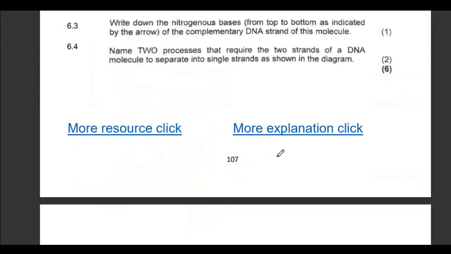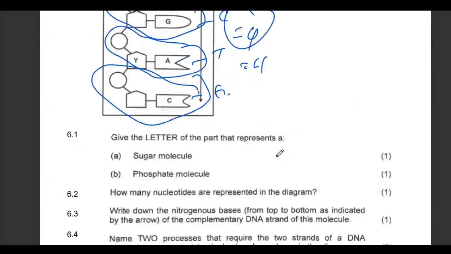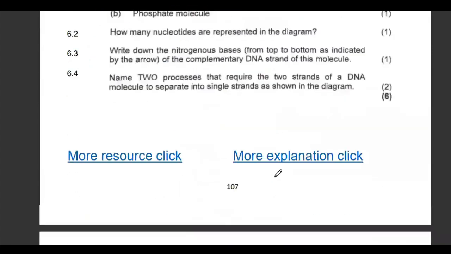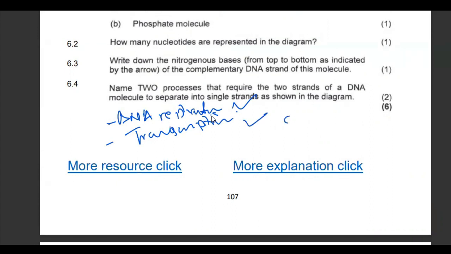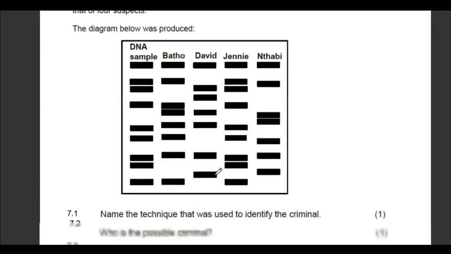Name two processes that require the strands of the DNA molecule to separate into single strands as shown in the diagram. Two processes. We only find this when DNA replication is going to take place, and also when there is transcription. Remember, in replication you form two separate strands, and each strand acts as a template. Well, in transcription you form two separate strands, but only one strand will act as a template. So these are the two processes which make the DNA molecule open.